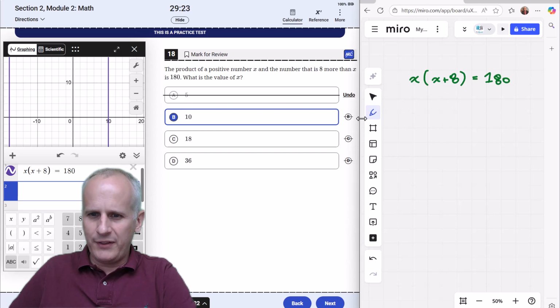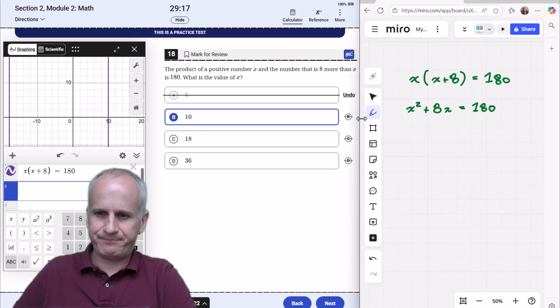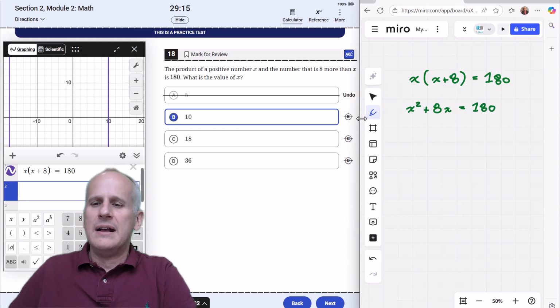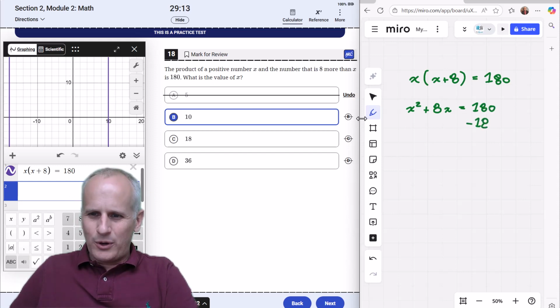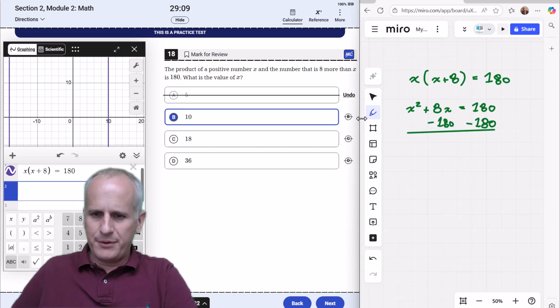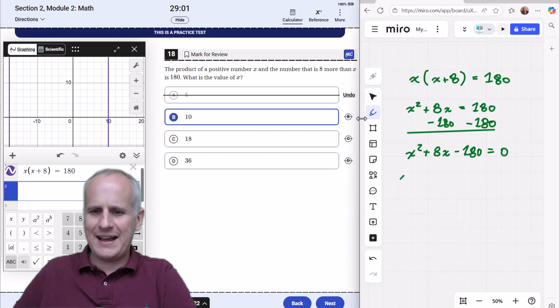But on the left-hand side, we'll distribute. We'll get x squared plus 8x is equal to 180. Then you have to remember, you always need to set quadratics equal to 0 in order to solve, so we will subtract 180 from both sides, and we've got x squared plus 8x minus 180 is equal to 0. So now we've got a factor.